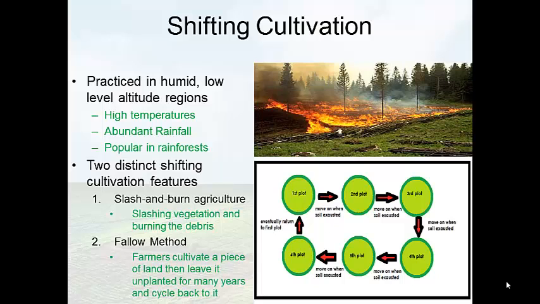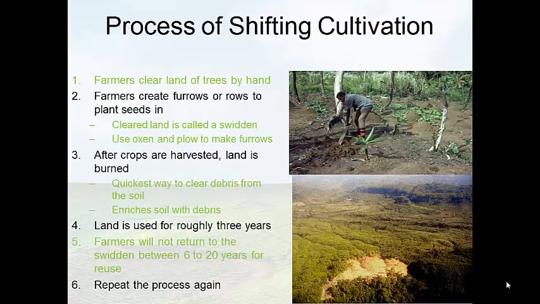2nd is the fallow method, and this is what other farmers use even in MDCs, except a little bit different in LDCs. Farmers cultivate a piece of land and then leave it unplanted for many years and cycle back to it. Let's talk about it further. Alright, here's the process of shifting cultivation.